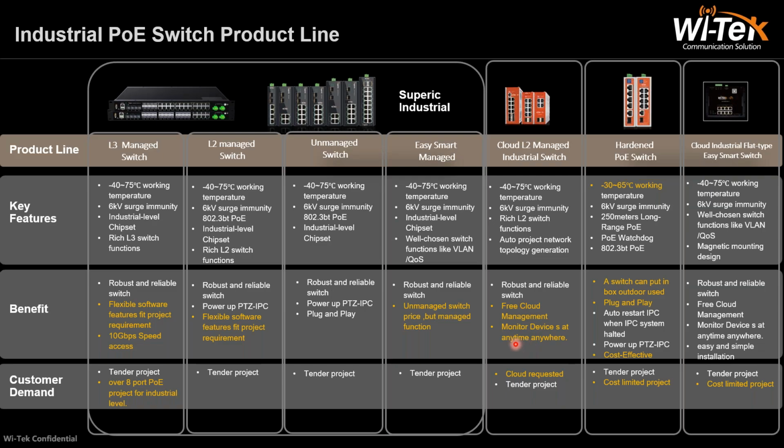Okay, let's move toward the industrial PoE switch product line. The industrial PoE product line, like the commercial PoE switch, also provides layer 3, layer 2, unmanaged and easy smart. We also provide cloud support. The industrial PoE switch has hardened and flat types. Later I will introduce these one by one in detail. Let us quickly review the benefits and customer demand.